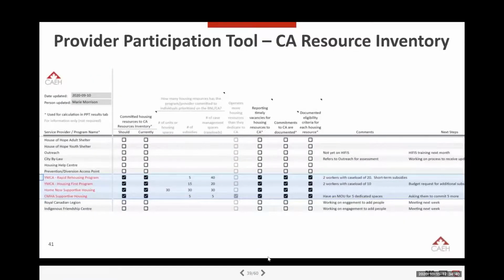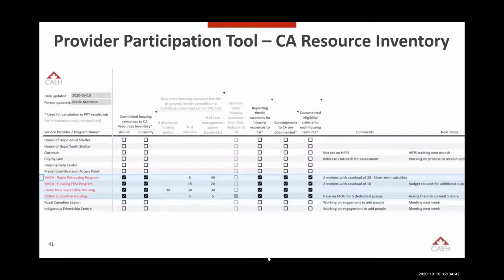The next slide is specific to the Coordinated Access Resource Inventory section. Now those housing resource programs are the ones highlighted in blue. And here you can identify if they should be and whether they are currently dedicating housing resources to your coordinated access system. So if you're using the provider participation tool for your inventory, you'll also want to list how many of each resource and whether they have any additional housing resources within that program that are not yet connected to coordinated access.